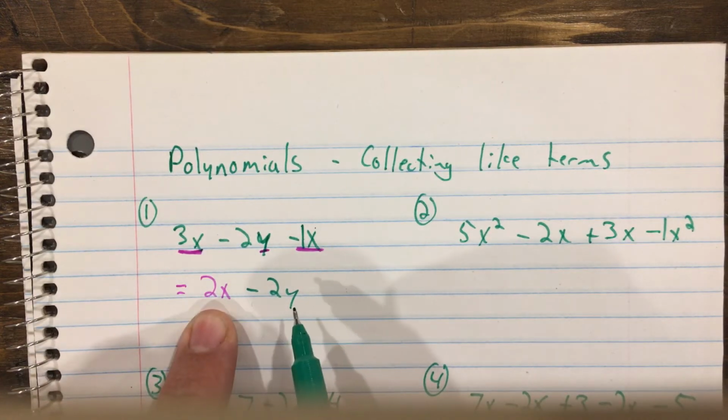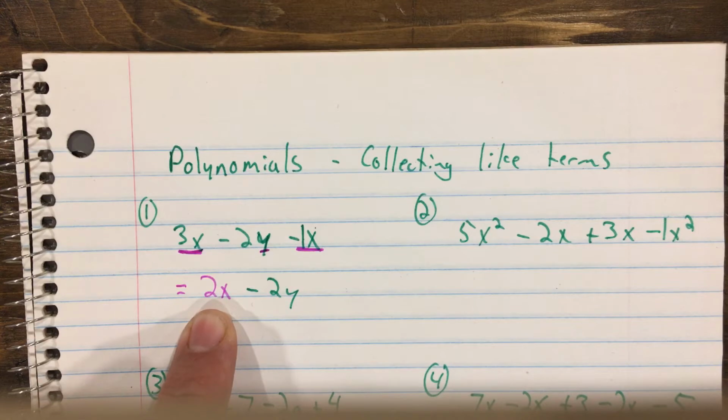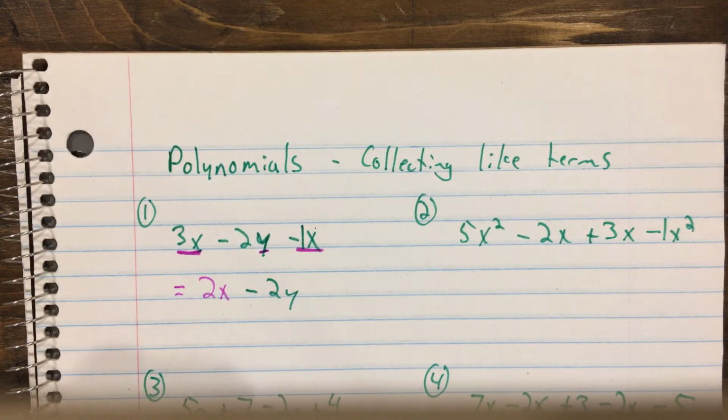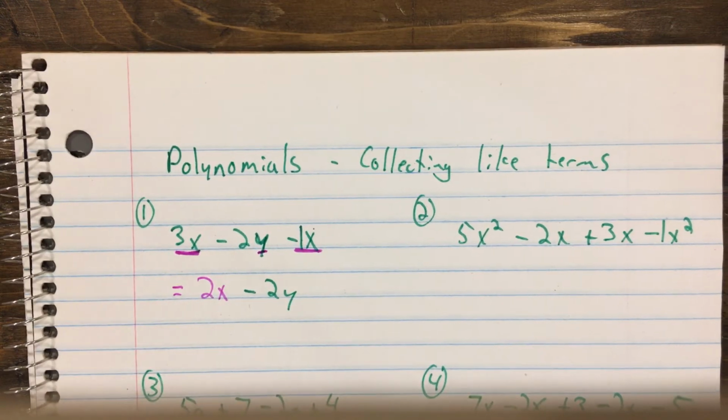That x and that y do not mix. It's like a stuffy and a car. You have 2 stuffies and negative 2 cars. I know it doesn't really make sense that way, but you don't add stuffies and cars.